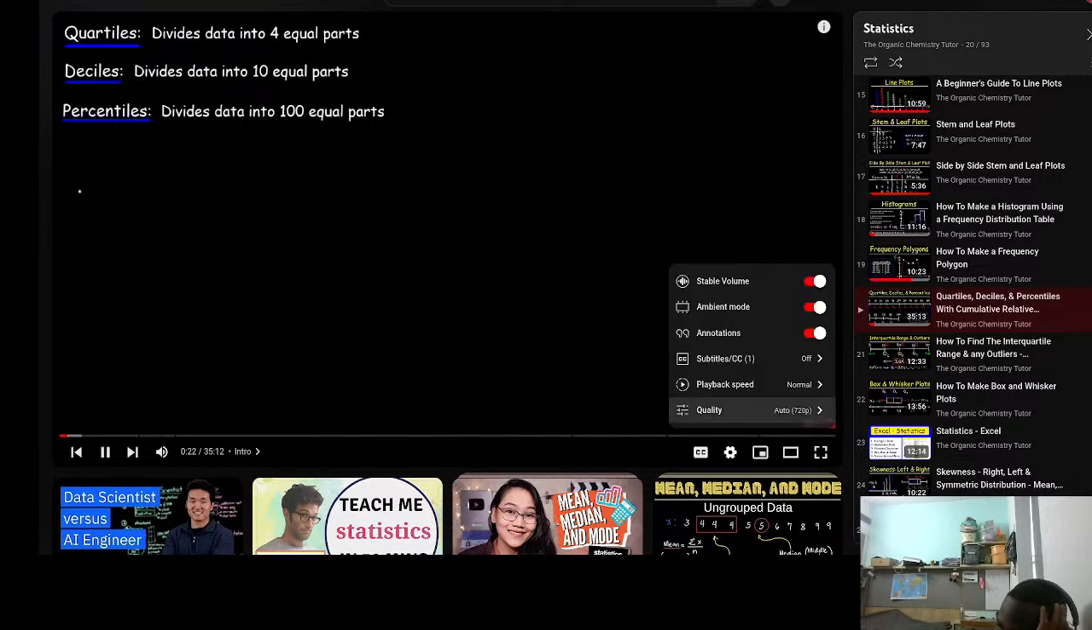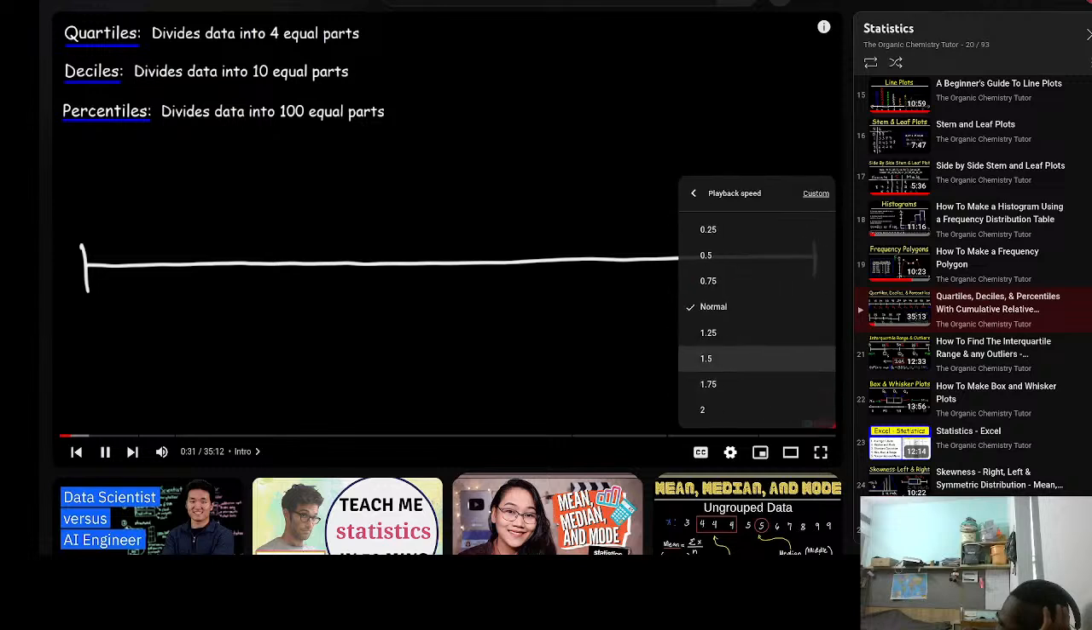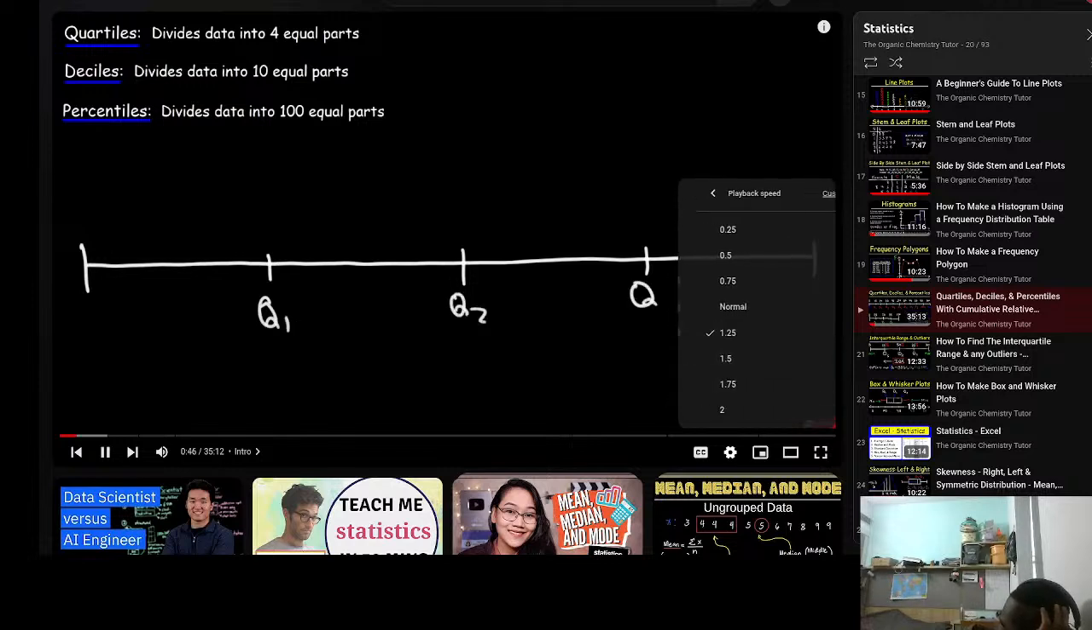Now let's draw a number line. And we're going to go from 0 to 100. But let's divide the number line into 4 equal parts. So this is the first part, the second, third, and the fourth part. This is Q1, this is Q2, and here we have Q3, or the third quartile.